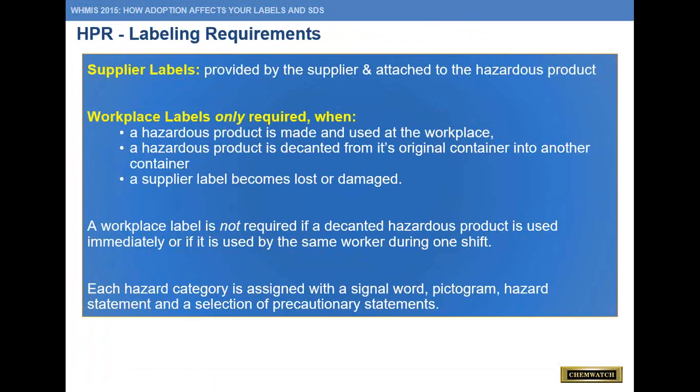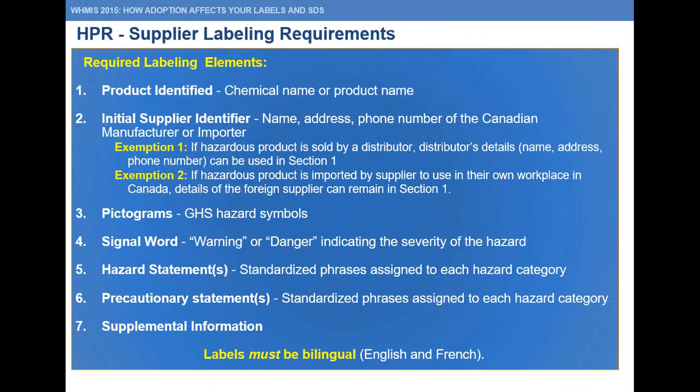So each hazard category is assigned a signal word, a pictogram, a hazard statement, and a selection of precautionary statements. Very, very similar to GHS. So the labeling requirements, I'll just jump to the bottom. Labels must be bilingual. That's different than the SDS. Remember, with that, you could go either or. Now on the label, it must be bilingual.